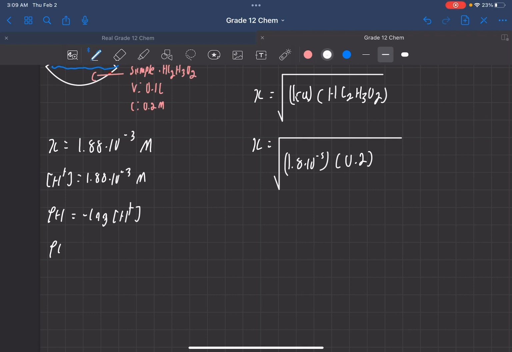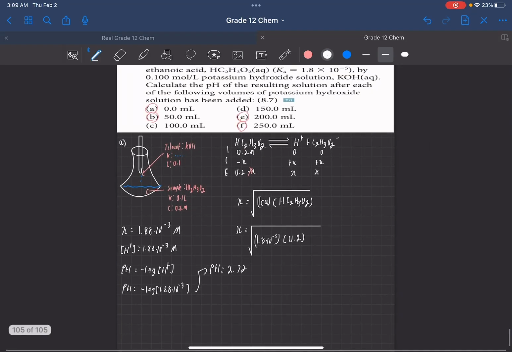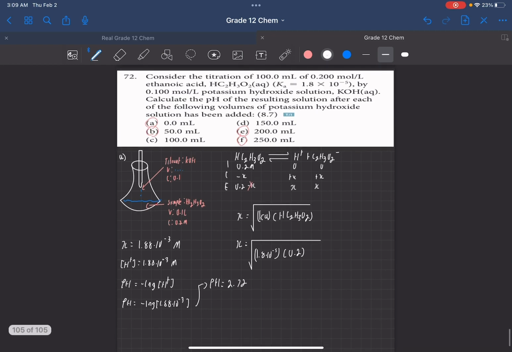So your pH ends up being negative log of 1.88 times 10 to the negative 3, and your pH should be about 2.72. So that is your pH when there is 0 titrant in the solution, and we're just working with the sample.